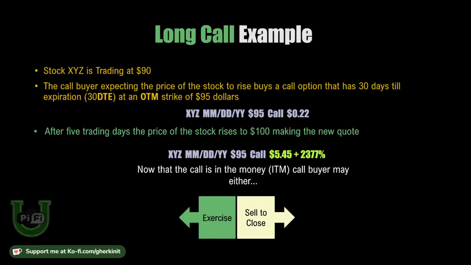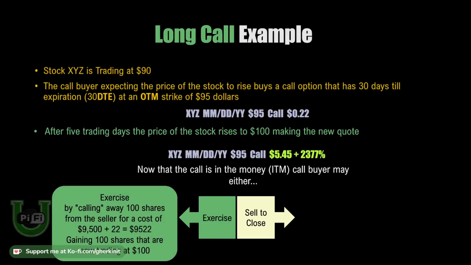taking profit. If the buyer chooses to exercise by calling away 100 shares from the seller, they will pay $9,500, the strike times 100 shares, plus the initial $22 premium already paid, for a total of $9,522 to obtain 100 shares of the underlying stock, now trading at a market price of $100.